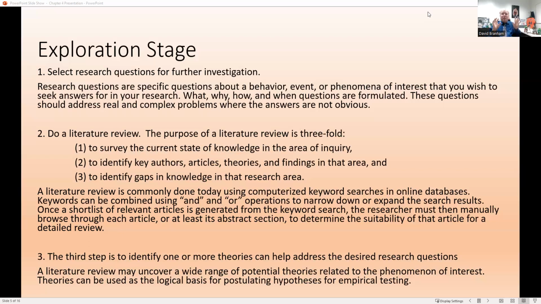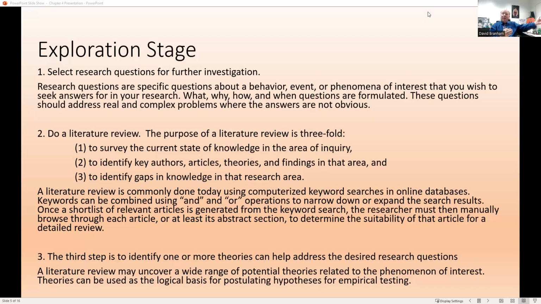These questions should address real and complex problems. Now, sometimes they seem like they're minor in nature, but answering a minor question can often have enormous impact. So when we say these questions need to be real and complex problems, they do, but they may be very narrowly focused and help us answer questions.